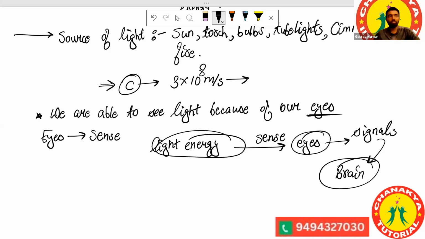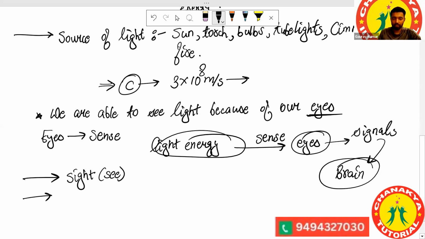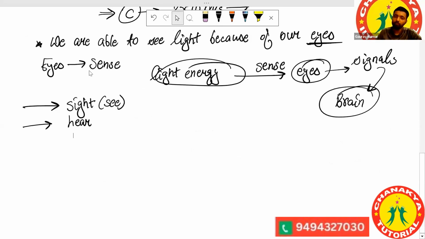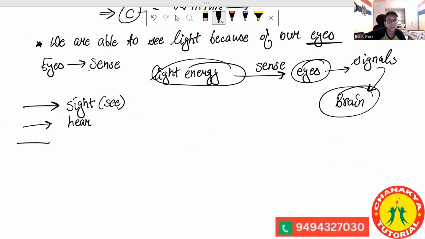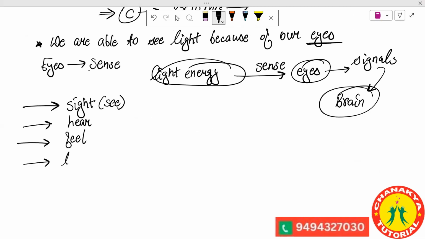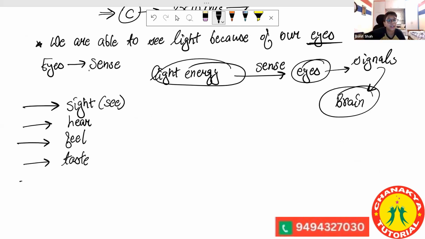So tell me, what kind of senses do we have? What different kinds of senses do we have? We have sight. We can see. Another sense is that we can hear. Right? What other senses are there in our human body? Touch, that means feel. Smell and taste.